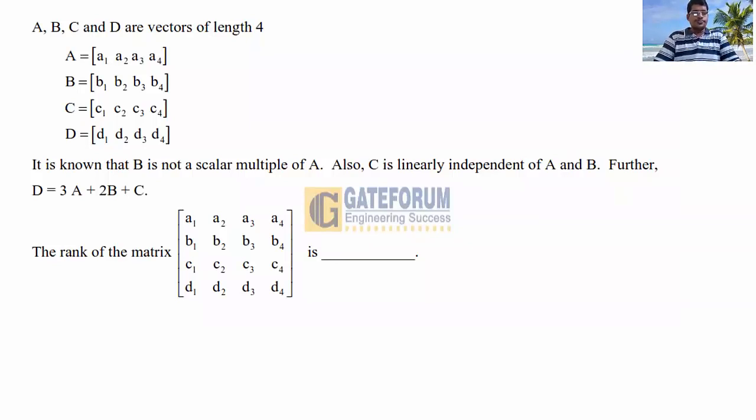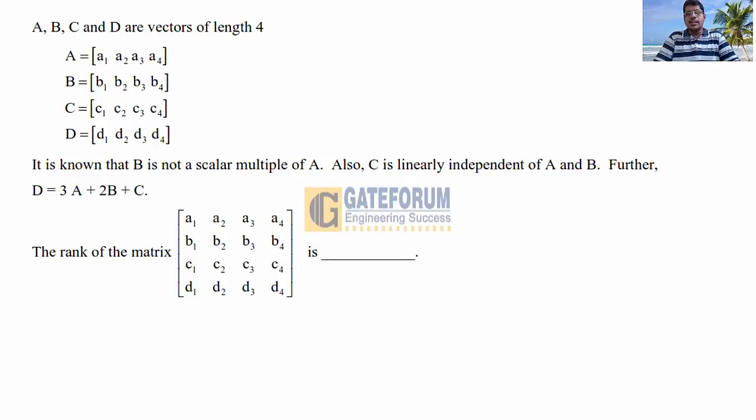A is equal to row vector A1, A2, A3, A4, that is a row vector with 4 components. Similarly, B is equal to row vector B1, B2, B3, B4, C is equal to row vector C1, C2, C3, C4, D is equal to row vector D1, D2, D3, D4. It is known that B is not a scalar multiple of A.